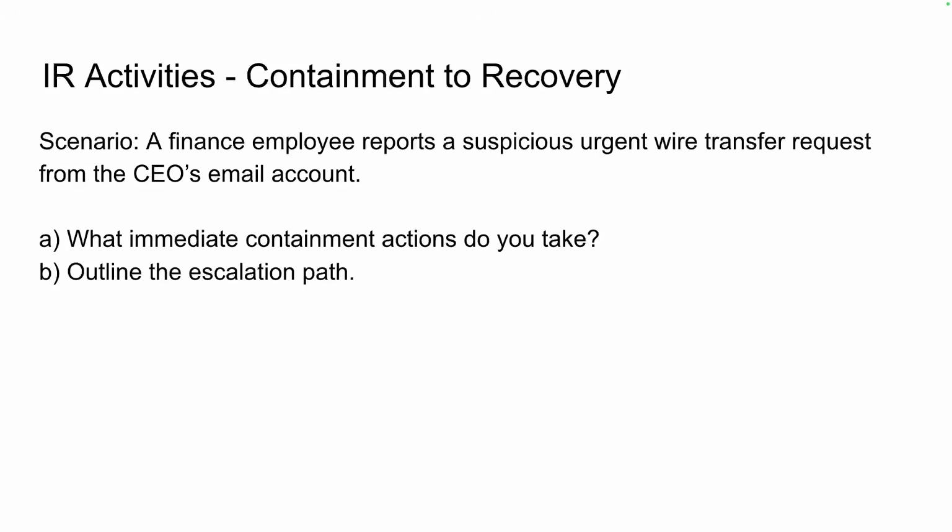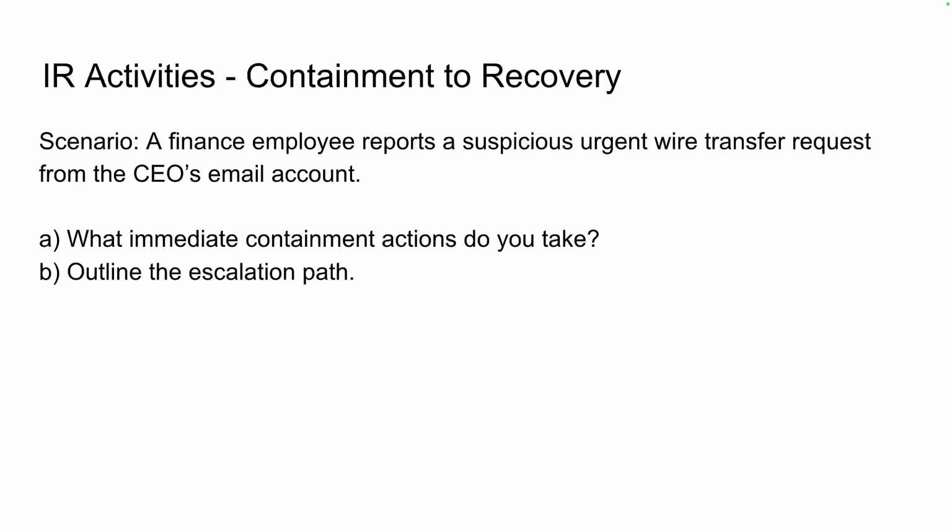Next scenario would be that a finance employee reports a suspicious urgent wire transfer request from the CEO. What immediate containment action do you take? Outline the escalation path. So the immediate action would be to freeze all wire transfer requests and to lock out the CEO's email account. And then we go ahead and escalate immediately.